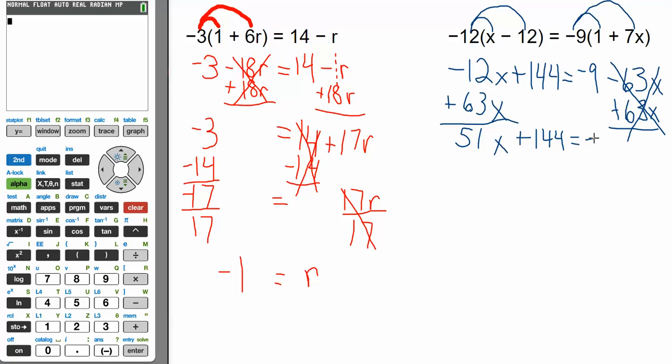equals negative 9. Now we only have the one variable, so that's good. So we need to eliminate this constant term, or that number by itself. So do the opposite, subtract 144 on both sides. So 51x equals negative 9 minus 144, which is negative 153.